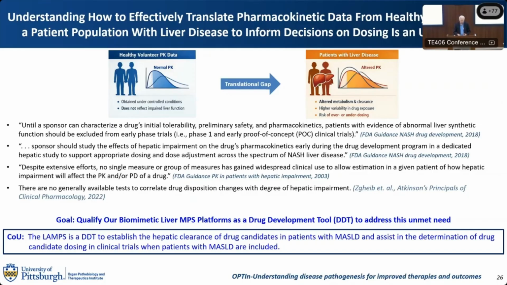And so our goal with this particular aim was to qualify our biomimetic MPS as a drug development tool to address this unmet need with the specific context of use of the LAMPs as a DDT to establish the hepatic clearance in drug candidates in patients with MASLD, which is probably the most common chronic liver disease today, and assist in the determination of drug candidate dosing in clinical trials when these patients are included.